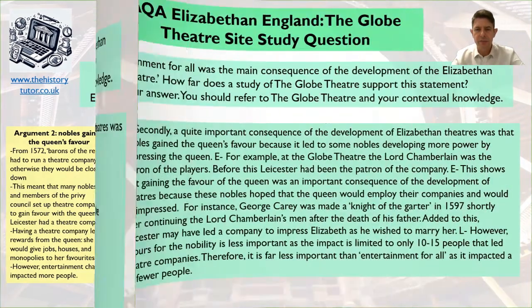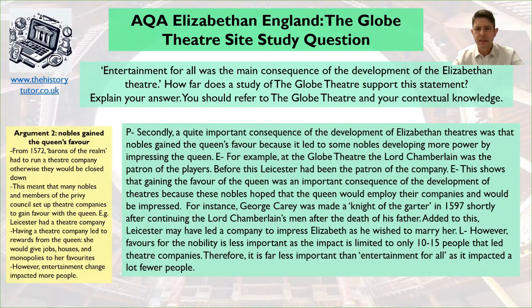Okay, so here's my idea then for the second paragraph. So the full paragraph. So secondly, a quite important consequence of the development of Elizabethan theatres was that the nobles gained the Queen's favour because it led to nobles developing more power by impressing the Queen. So they could gain more out of it. I've gone that it's only quite important. Okay, so you could go that it's very important because obviously the theatre companies did need the nobles, but does that necessarily mean a consequence, or is that more of a sort of cause of the theatre? Got a sort of question there to answer.